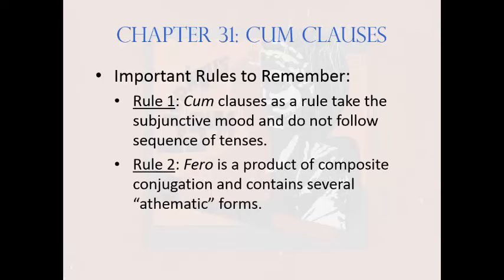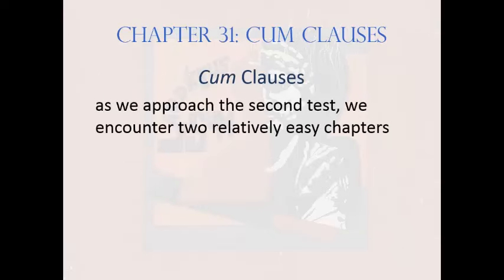Fero is the product of composite conjugation, which means two verbs have been mashed up into one, and contains several athematic forms. The second test in this class looms ahead, and as we approach it, Wheelock shows his generous and merciful nature by slowing down your little boats from full speed ahead to go with the flow. The next two chapters are reasonably easy, at least by comparison to their immediate neighbors on either side.